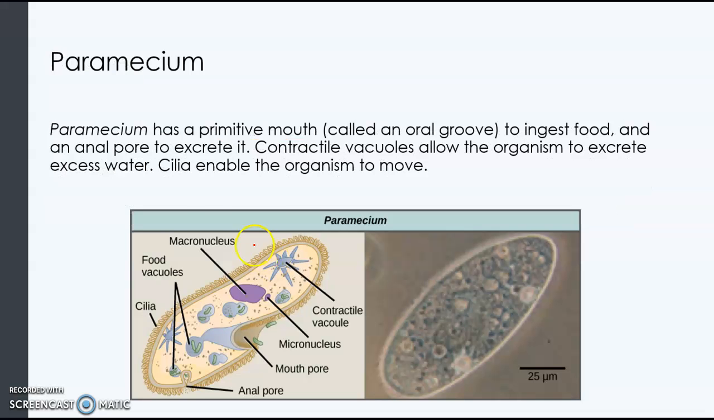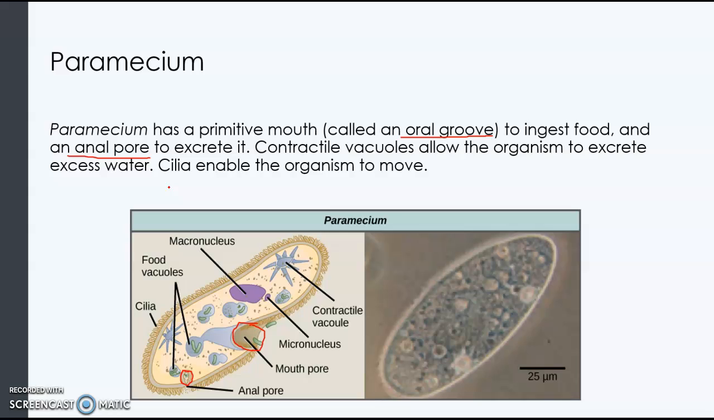This is an image of the paramecium again. It does have a primitive mouth called an oral groove for ingesting food, and it has an anal pore for excreting food. So here is the oral groove, and here is the anal pore. So much more complex than some of the protozoans, much more complex than bacteria. And then the movement is through the cilia.